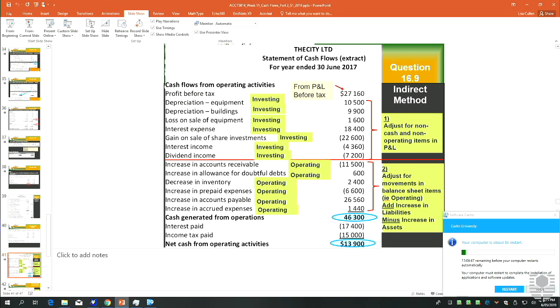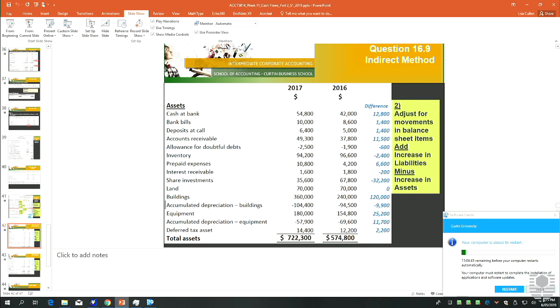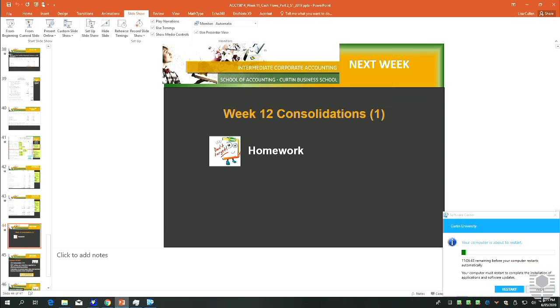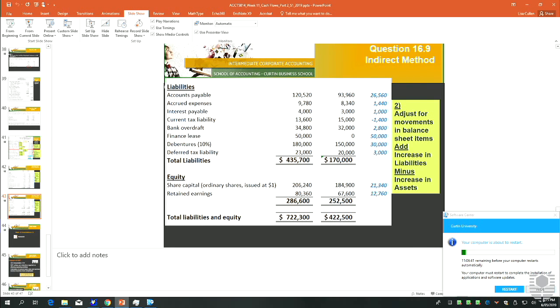Okay, so it's a lot to take in. All right, so you just got to remember when you're doing that reconciliation, you add increases in liabilities and you minus increases in assets, or the opposite. You will minus a decrease in a liability, or you would add a decrease in an asset. So it goes the other way.